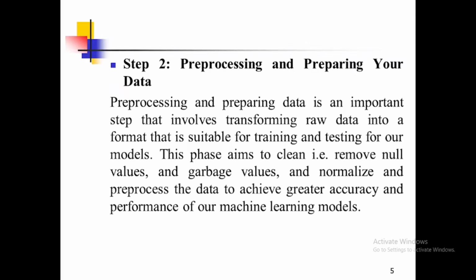This phase aims to clean, remove null values and garbage values, and normalize and pre-process the data to achieve greater accuracy and performance of our machine learning models. So at first when we select the data, we need to remove the outliers, and keep in mind what the garbage values are, what the null values are, and how to normalize these things. That is what we need to do during pre-processing to get exact, clear data, by removing null values, garbage values, irrelevant values and redundant values from the raw data.